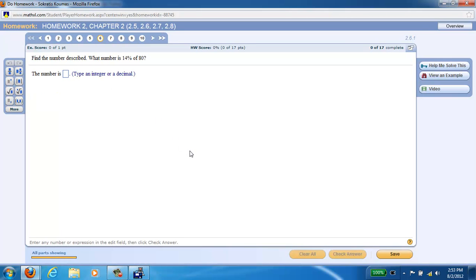Number 6, this is a problem with percents, so what number is 14% of 80? So you have to write the equation x is equal to 0.14 times 80. Because it's 14%, you have to express it as 0.14, and then you figure out the number.